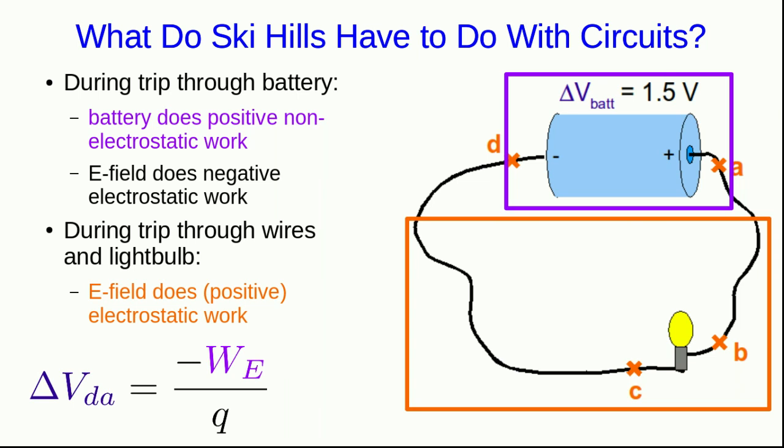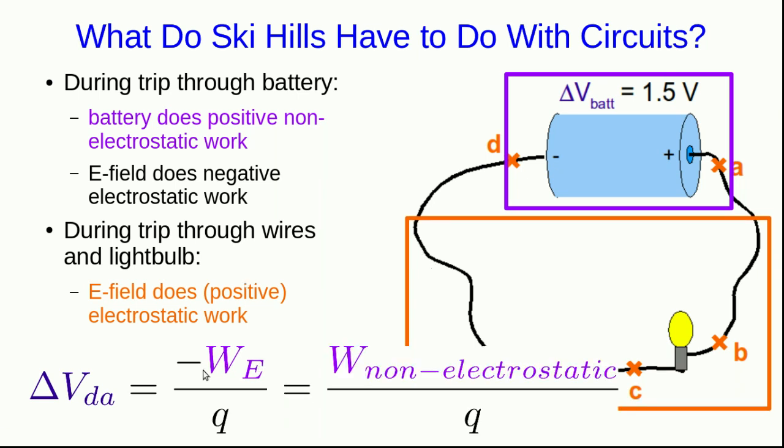And in analogy to the work per unit mass, we can talk about the work per unit charge, but we've already seen that the potential difference, say, from point D to point A on this diagram, is just the negative of the electrostatic work per unit charge. Well, if this is an ideal battery and none of the work it's doing is ending up as thermal energy, then the electrostatic work is just the negative of the non-electrostatic work done by the battery.